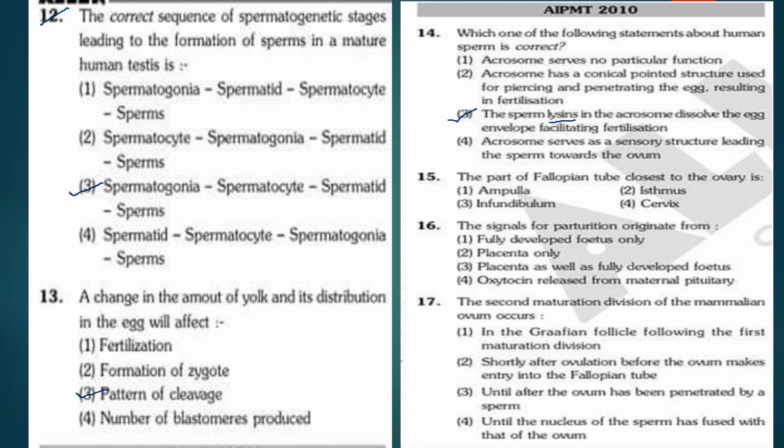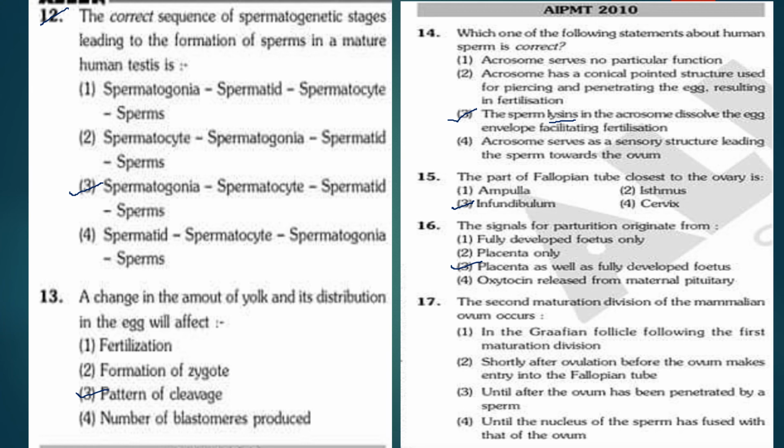The part of the fallopian tube closest to the ovary is the fimbriae, the finger-like structure, and the funnel-shaped structure, the infundibulum. After infundibulum, it is the ampulla. After ampulla is the isthmus, and later we have the cervix. So here the nearest part to the ovum is the infundibulum. The signals for parturition originate from the placenta, and they induce the fetal ejection reflex to the hypothalamus when the fetus is completely developed.